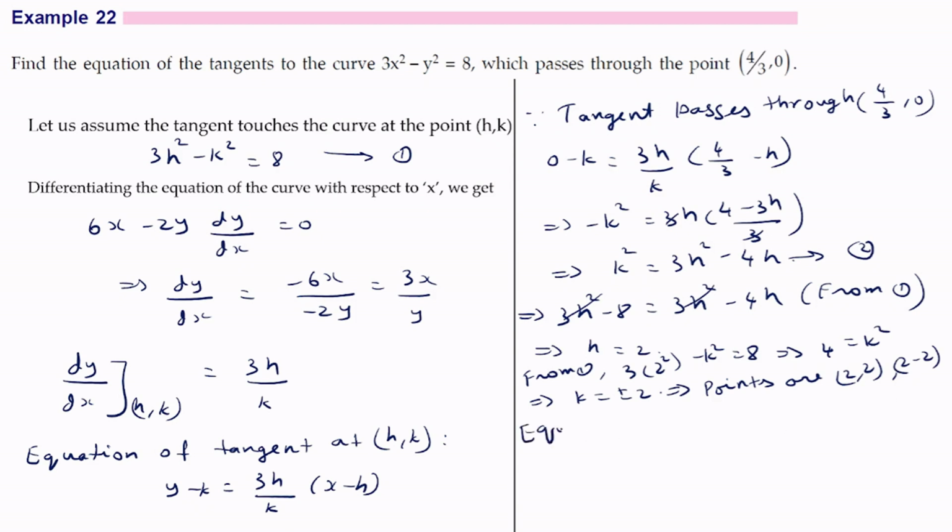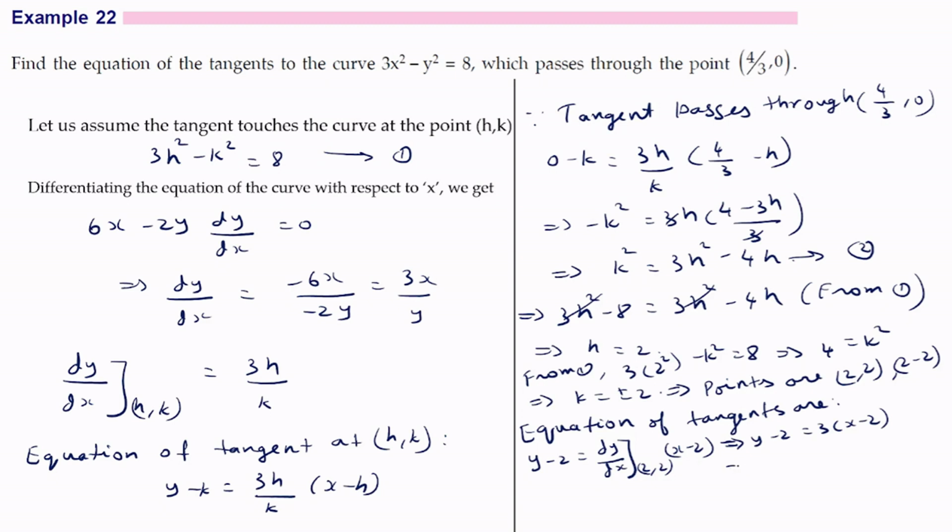Now the equations of the tangents we can find. First we have y − 2 = (dy/dx at (2, 2))(x − 2). So here dy/dx at this point is 3 into 2 by 2, which is 3. This implies y − 2 = 3(x − 2), or we have 3x − y − 4 = 0.